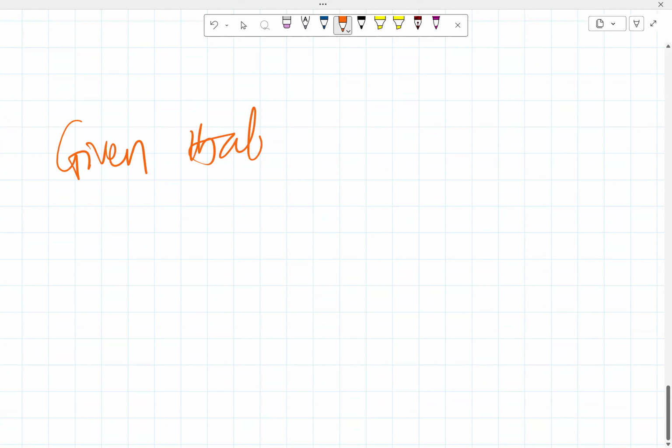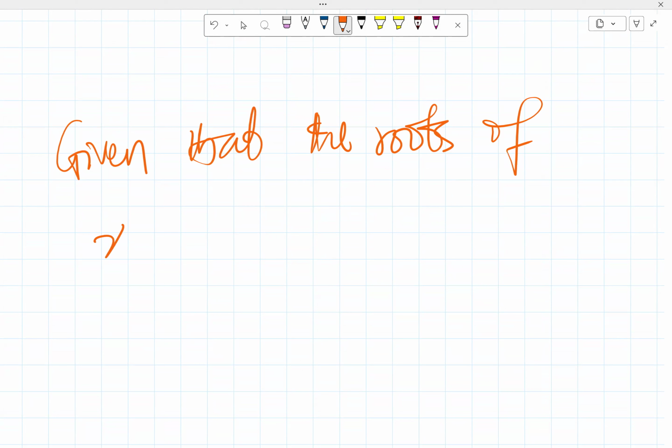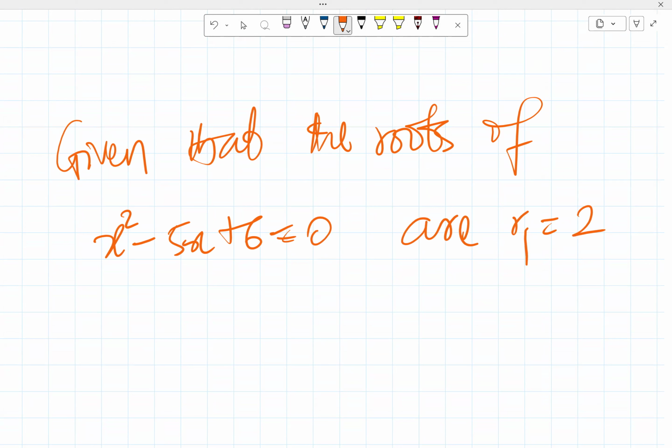Given that the roots of x squared minus 5x plus 6 equals 0 are r1 and r2, when we solve this, we get minus 2 and minus 3. No, we get 2 and 3. So yeah, we get 2 and 3. So r1 equals 2, and r2 equals 3.